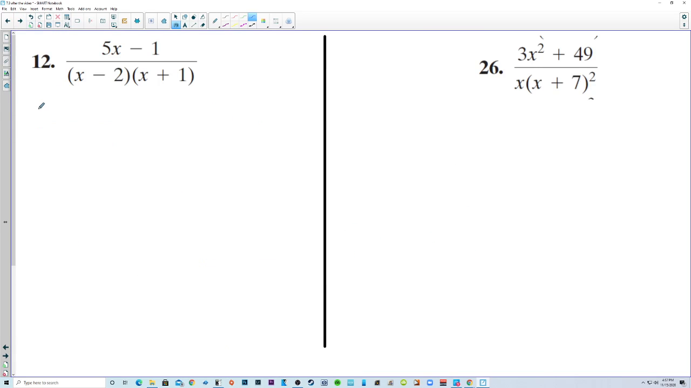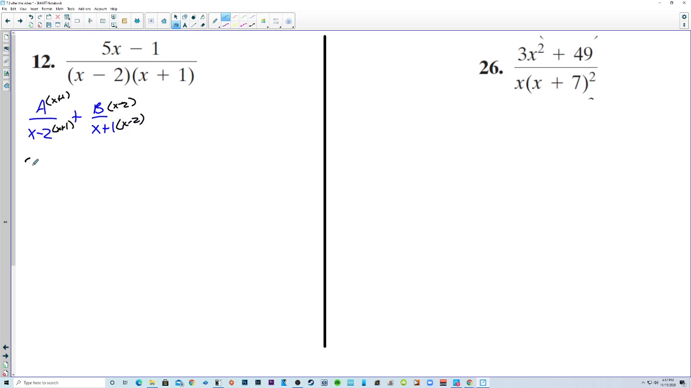All right, I picked number 12 to try. So we have A over x minus 2 plus B over x plus 1. And we're going to need to get common denominator. So we're going to multiply this by x plus 1. And I'll show that we're doing this on the top and the bottom again. x minus 2, x minus 2.